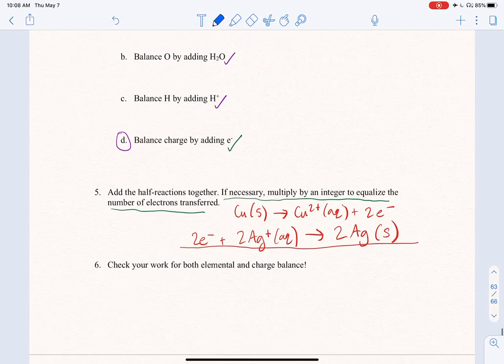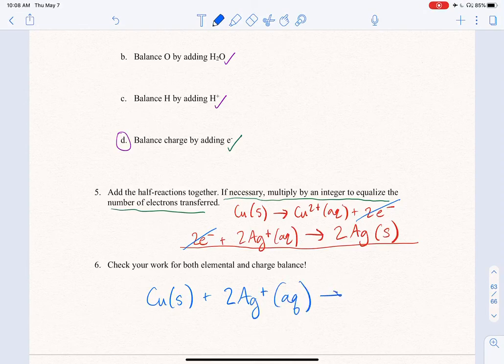It's crucial to equalize the number of electrons transferred, so when I add the electrons together, I can cancel out those electrons. And now I'm going to add those reactions together, so I get solid copper plus 2 silver ions, giving me 1 copper 2+ ion plus 2 solid silvers.